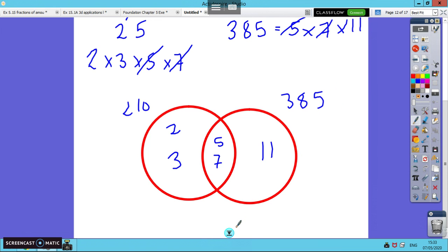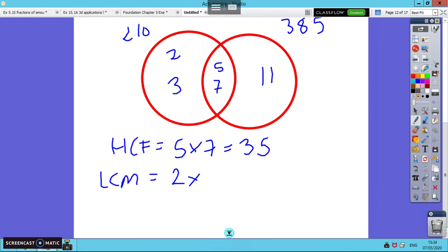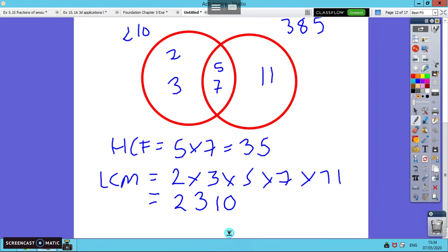So 5 times 7. I think most of you got that, actually. I think it was the other one that wasn't quite right. So your highest common factor is 5 times 7, which is 35. And then your lowest common multiple is multiplying all those things together. So 2 times 3 times 5 times 7 times 11. And you get 2,310. So 2 marks for this, and then 2 marks for this.